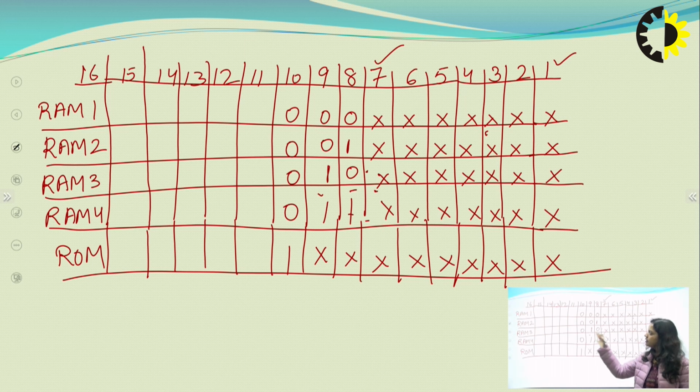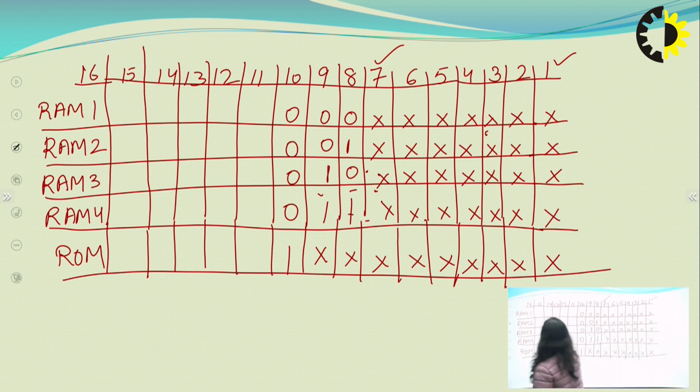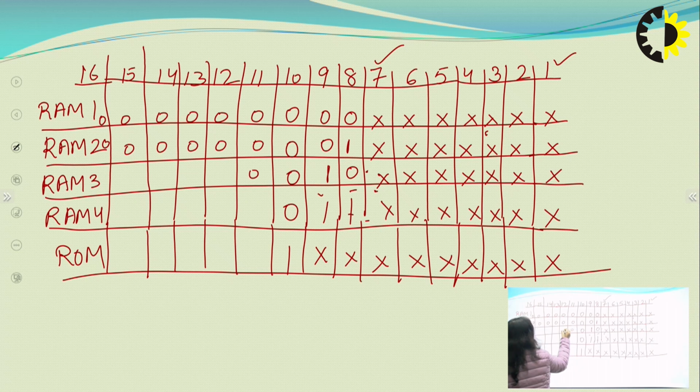And what about these 16 bits? We will be putting a binary bit 0 over here, because that will be of no use to us, because we are not using the 11 to 16 bits. So we are putting 0 over here, including the 16th bit also. 0, 0, 0, 0, 0, 0, and again 0s.